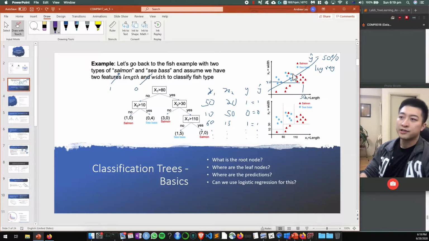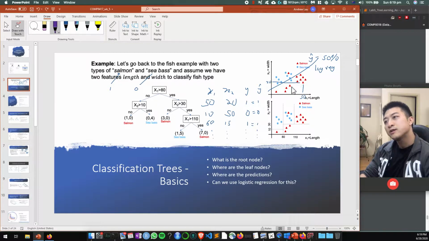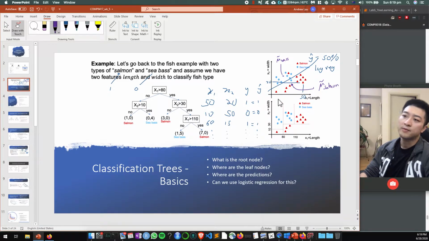You could have also done the nearest centroid, so maybe the triangle centroid is, let's call it here. I'm just going to call it mu. Let's call this the salmon centroid. Right, so sort of the middle, the average of both dimensions, and maybe something like this could be the centroid for your sea bass. Right, and then you make your prediction that way. But that's not how we're doing it here.